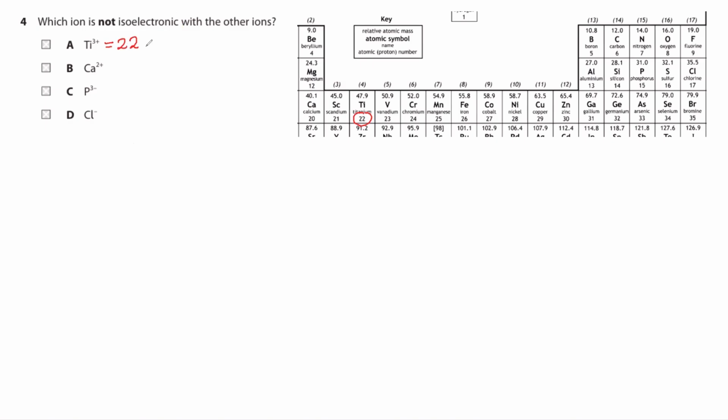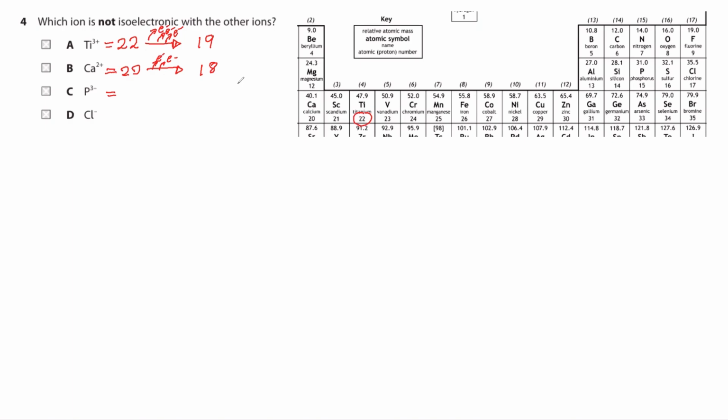But when it becomes a +3 ion, it is losing electrons. Remember, positive charge means losing electrons. +3 means it's going to lose 3 electrons. So from 22 electrons, if you lose 3 electrons, 22 minus 3, it will be 19 electrons. So titanium 3+ has 19 electrons. Calcium atomic number is 20. When it's going to become calcium 2+, it's going to lose 2 electrons. 20 minus 2 is 18.